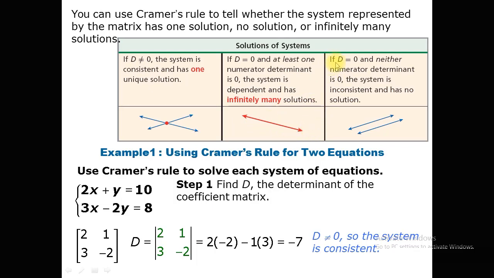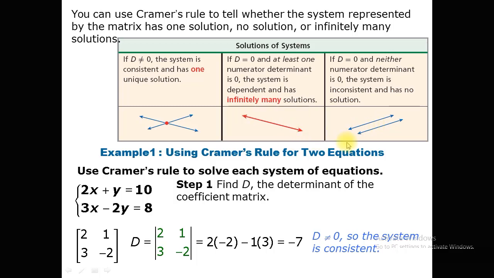And if D is equal to 0 and neither numerator determinant is 0, then the system is inconsistent and has no solution. In case of no solution, the graphical representation of the lines will be parallel. In this case, the lines will be parallel.